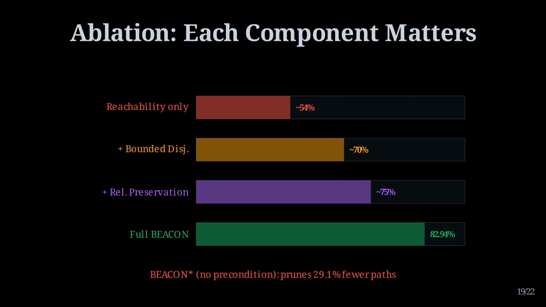Removing bounded disjunction makes the tool 1.05 to 4.9 times slower, and removing relationship preservation 1.05 to 5.34 times slower. Both contribute meaningfully, and their combined effect is much greater than their individual ones, which makes sense since these two address different sources of imprecision in the underlying interval analysis.